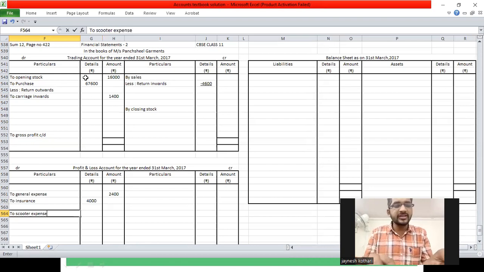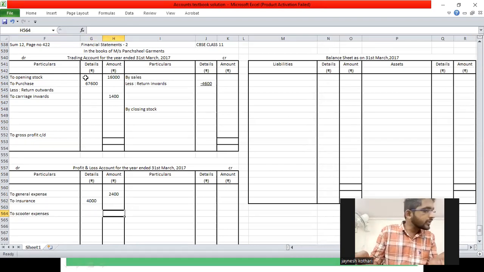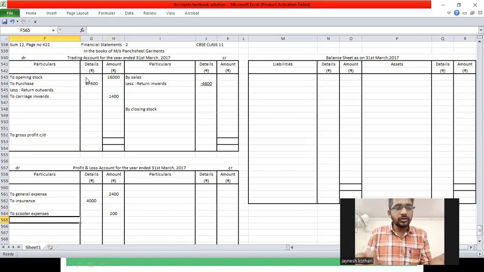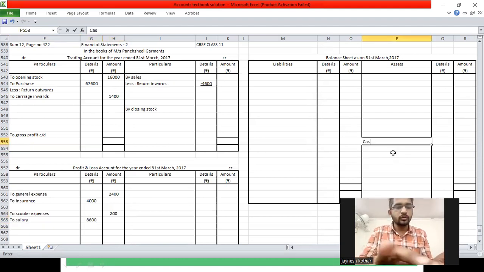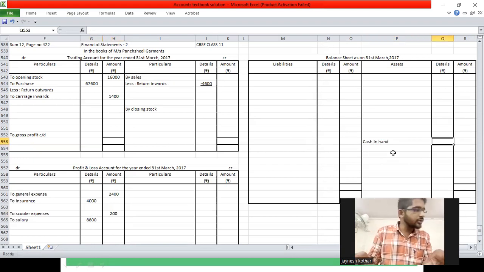Wherever there is an adjustment, you have to leave one line. Scooter expenses just 200 rupees. Salary 8,000 to salary. Salary also has adjustment students, 8,800. Cash in hand 4,000. So I'm going to write over here on the asset side, cash in hand, somewhere very below students because it's a current asset, 4,000.